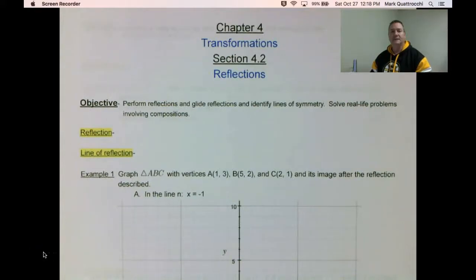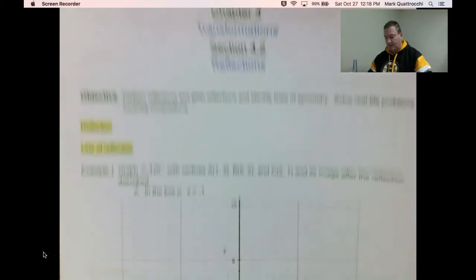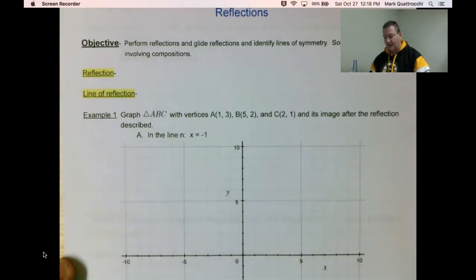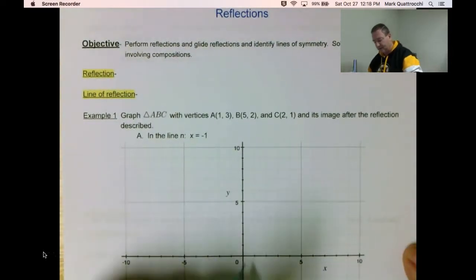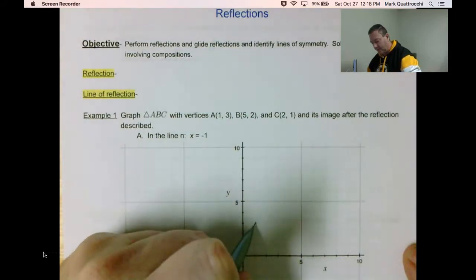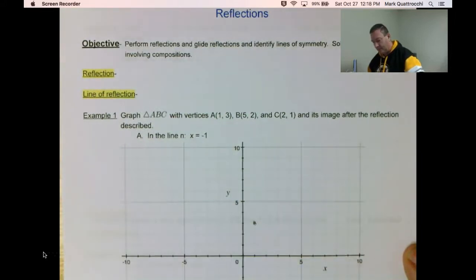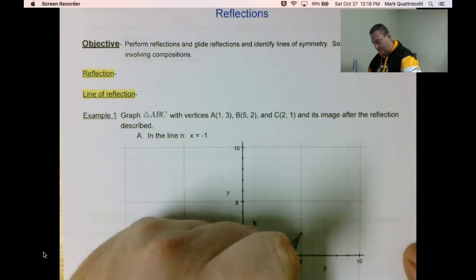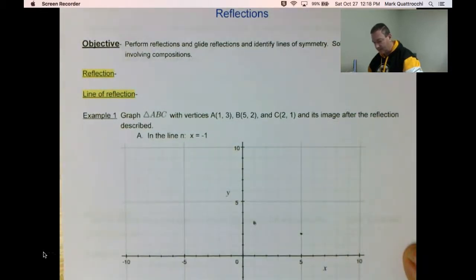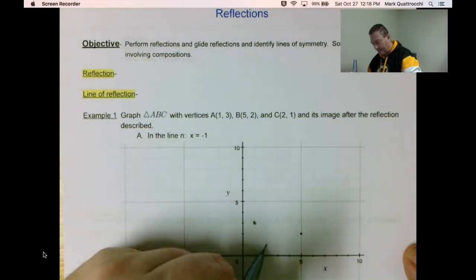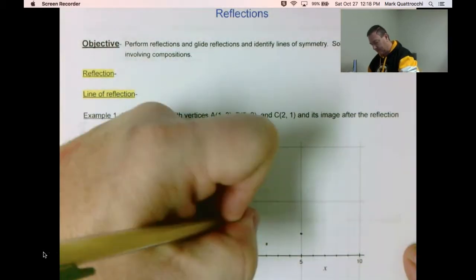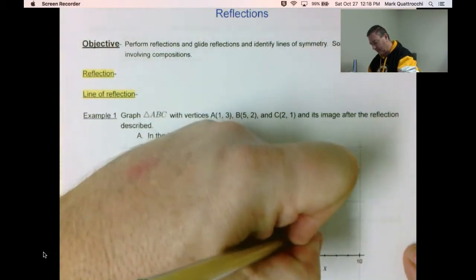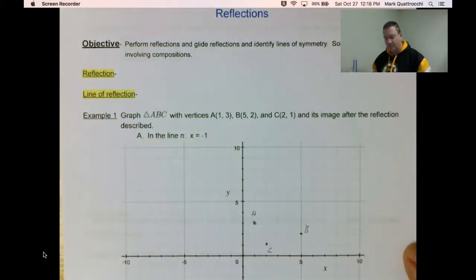Hello everyone, section 4.2 reflections, example 1. We're going to graph triangle ABC with vertices (1, 3), (5, 2), and (2, 1). So this is A, B, and C respectively.